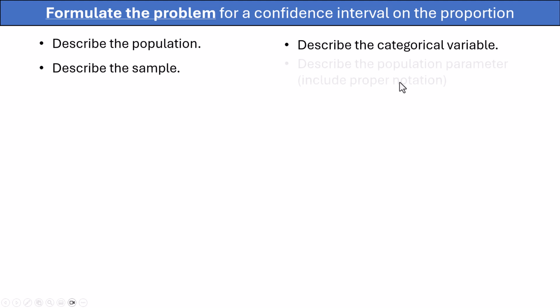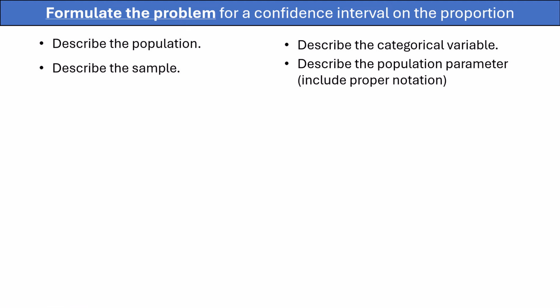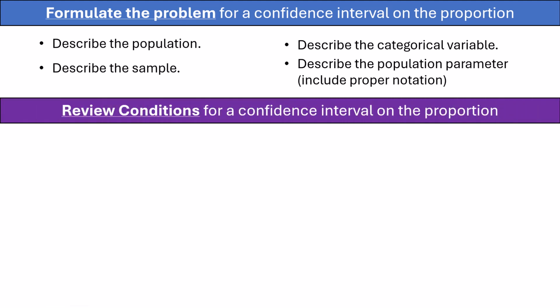And finally, you must describe the population parameter using proper notation. Don't worry, we'll have examples of doing all these steps later in the video. Next, we must review the conditions. Every single confidence interval that we do, and in fact, every inferential statistical method that we do, will come with its own unique set of conditions that must be met. If these conditions haven't been met, then we really shouldn't be doing this procedure.